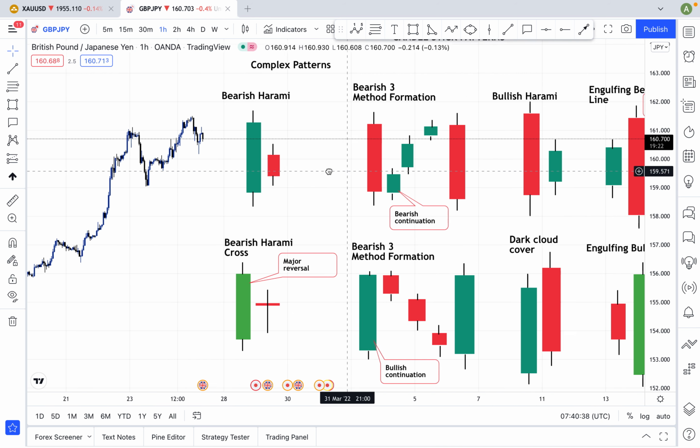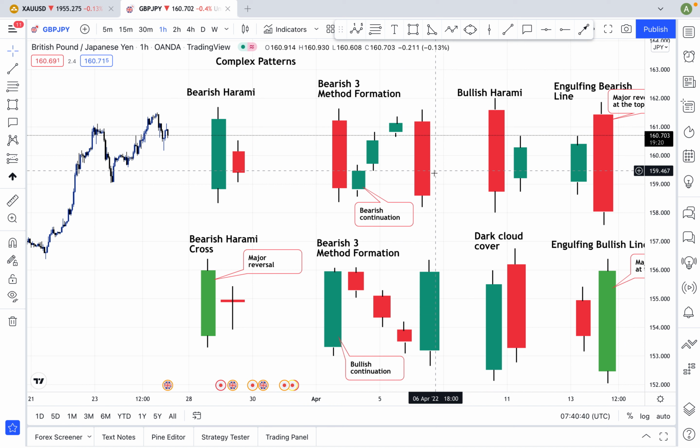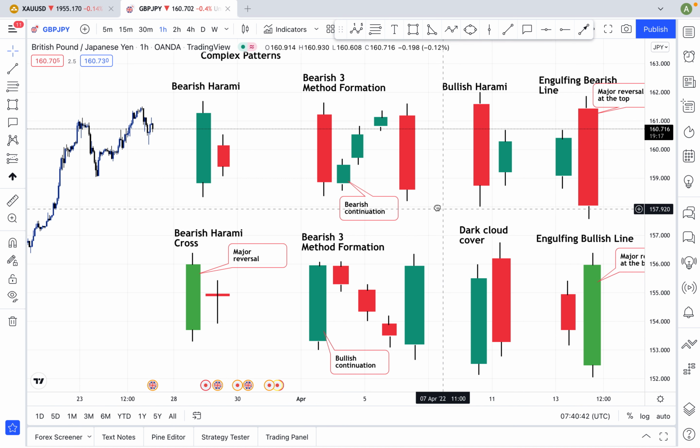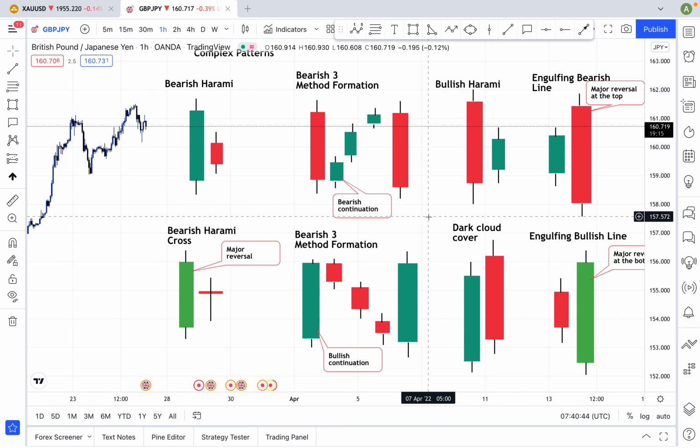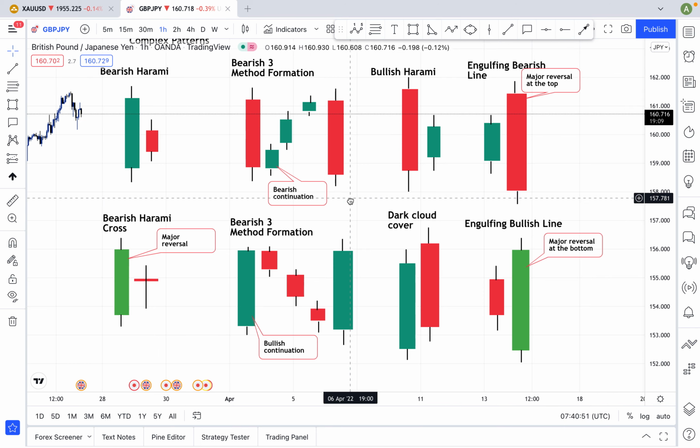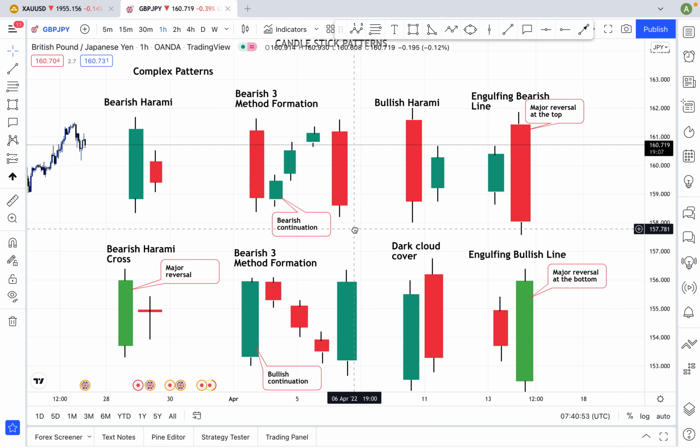Wherever you find this in the market, like the bearish three method formation, what happens next is supposed to be a bearish continuation in the market. So is it true, is it not true? You're going to look at your chart and figure out the truth about it. Okay, so please guys, just learn.